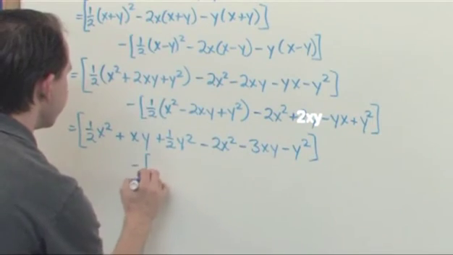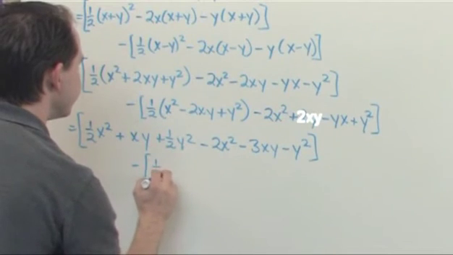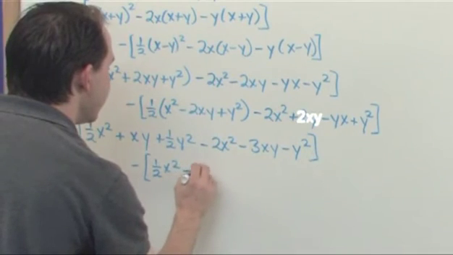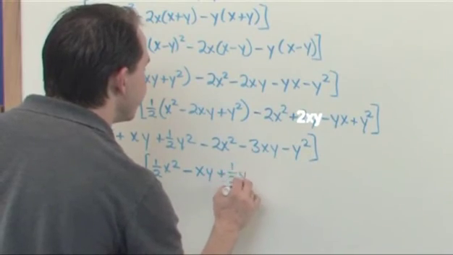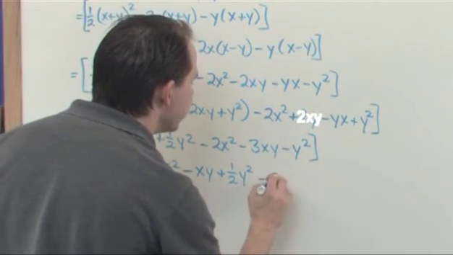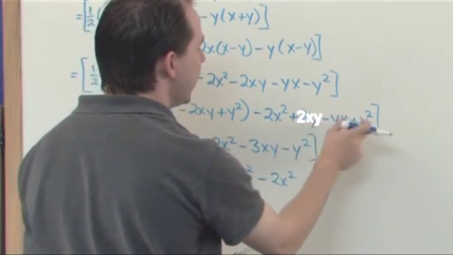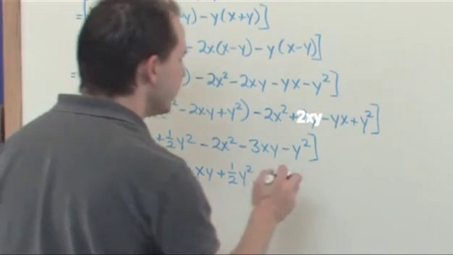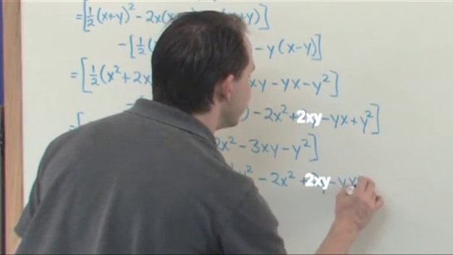Now I'm going to subtract off what I have on the bottom, which is this big long thing here. So I'm going to have 1/2 x squared. Okay? 1/2 times 2 is just 1, so I'm going to have negative x times y. And then I have 1/2 y squared. Okay? And then outside, I can't really add any x squareds to anything, so I'm going to have negative 2x squared. And I have 2y and yx, so I really can't do anything else there. So what I'm going to have here is plus 2y minus yx plus y squared.